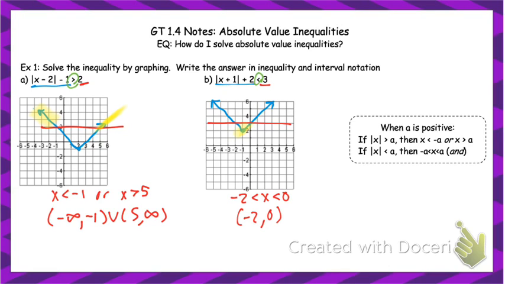So in general, if we have an absolute value that's isolated and it's greater than a positive number, when we solve it, we are going to set up two inequalities. We're going to look for where x is less than -a and where x is greater than a. If we're looking at a case where it's less than a positive number, we're going to split this into two inequalities, except we're going to look for where both of those things are true. This is an and case.